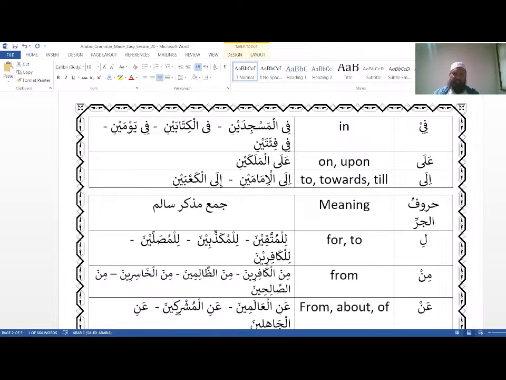So كعب is ankle. When Allah talks about wudu, says wash وأرجلكم إلى الكعبين, and wash your feet إلى الكعبين, until the ankles. Remember, the original of wudu is to wash the feet. That's what the Quran says. Wash the feet.